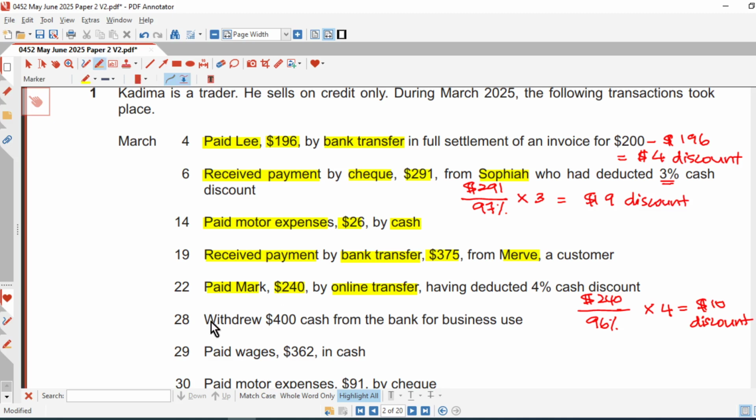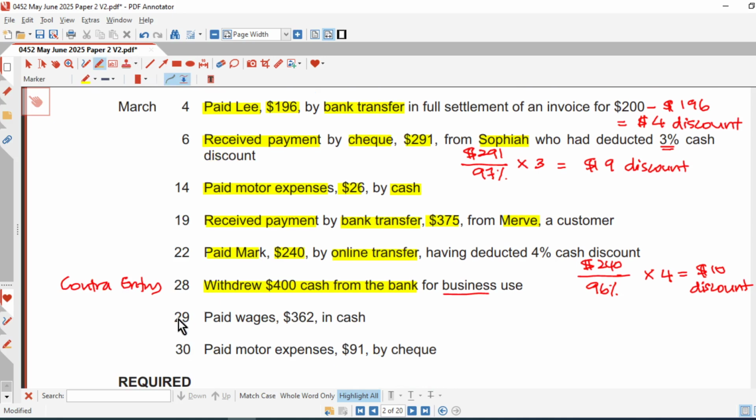On the 28th, you withdrew $400 cash from the bank for business use, right? For business use. Now, if they mention that this was for personal use, you're going to park it into drawings. But since they mentioned it's for business use, this represents a contra entry. So you're taking money out of the bank and you're putting it into cash in hand. Yeah, what was the cash for?